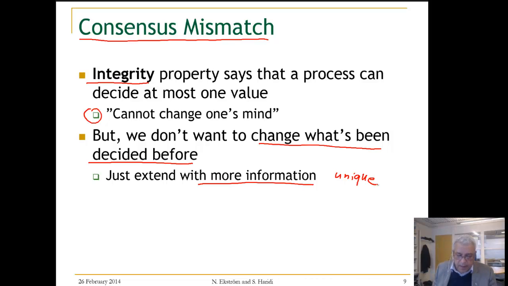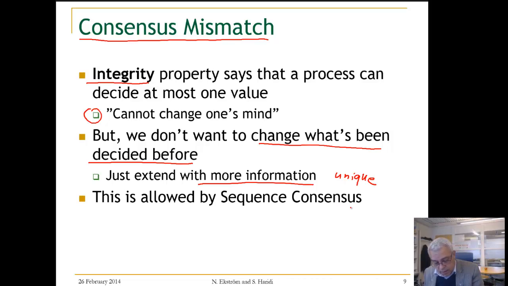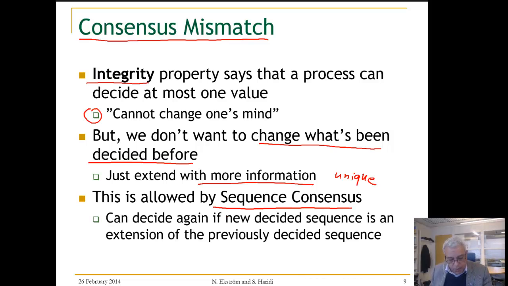And this is allowed in what we call sequence consensus. So what we want is a specification which could say you can decide again if the new decided sequence is in fact an extension of the previously decided sequence. So let us look now at the specification of sequence consensus.